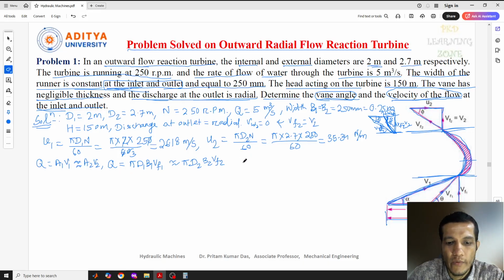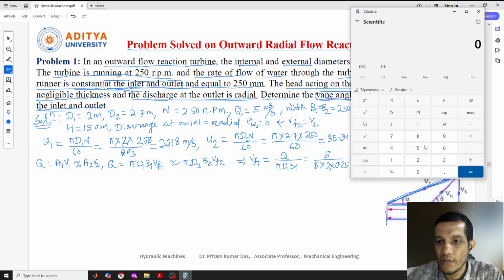So here we need to calculate VF1. Let's calculate VF1, which is nothing but Q by pi d1 B1. The Q value is already given in the question, this is 5, divided by pi into d1, which is given as 2, and B1 is also given, 0.25. Now we can calculate this.